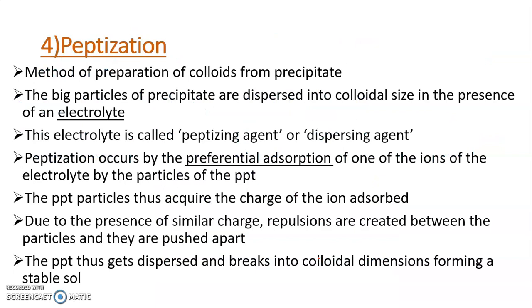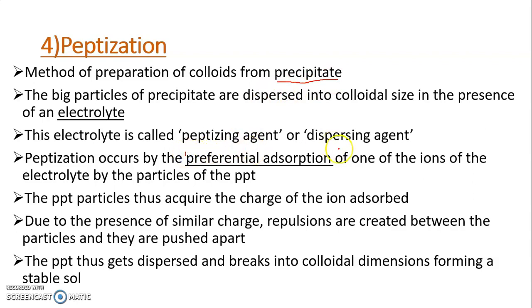The last method is peptization, a method of preparation of colloids from precipitate. അപ്പോൾ precipitatesൽ നിന്ന് colloid prepare ചെയ്യാനുള്ള ഒരു മെത്തേഡാണ് peptization. The big particles of precipitate are dispersed into colloidal size in the presence of an electrolyte. This electrolyte is called peptizing agent or dispersing agent. Peptization occurs by the preferential adsorption of one of the ions of the electrolyte by the particles of the precipitate. Please note this down, preferential adsorption.